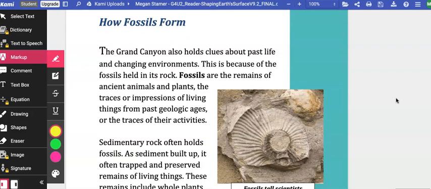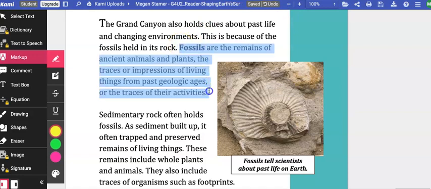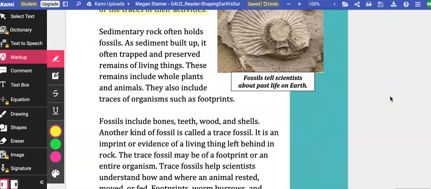How fossils form. The Grand Canyon also holds clues about past life and changing environments. This is because of the fossils held in its rock. Fossils are the remains of ancient plants and animals, the traces or impressions of living things from past geologic ages or the traces of their activities. Sedimentary rock often holds fossils.